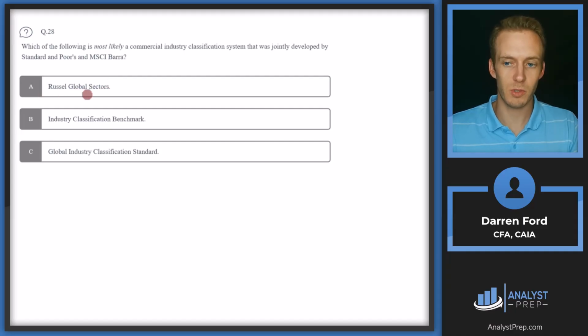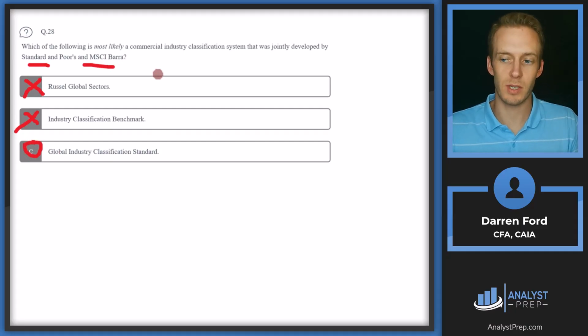So A, Russell Global Sectors, this is going to be incorrect. This was developed by the index provider, Russell, not S&P and MSCI. B, Industry Classification Benchmark, this one was developed by Dow Jones and FTSE, other index providers. And then C is going to be our correct answer since it was developed by these two.